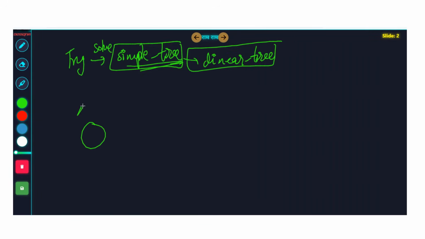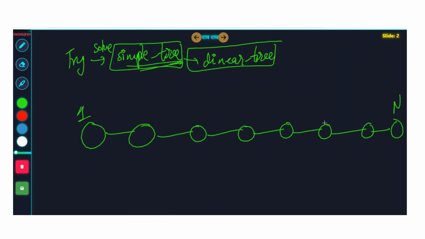So if the tree is like this, and this is node n, okay? All the nodes are having values as 0. This node is 1, and this node value is 1, okay? So you know that you will start your traversal from node 1 here and from here, right?